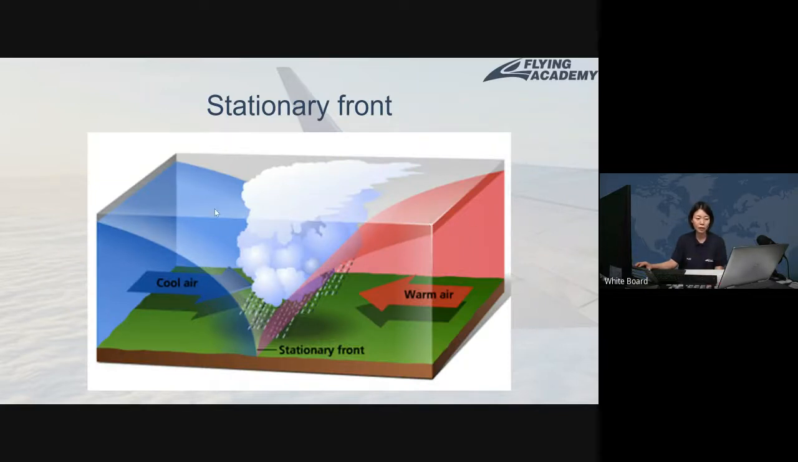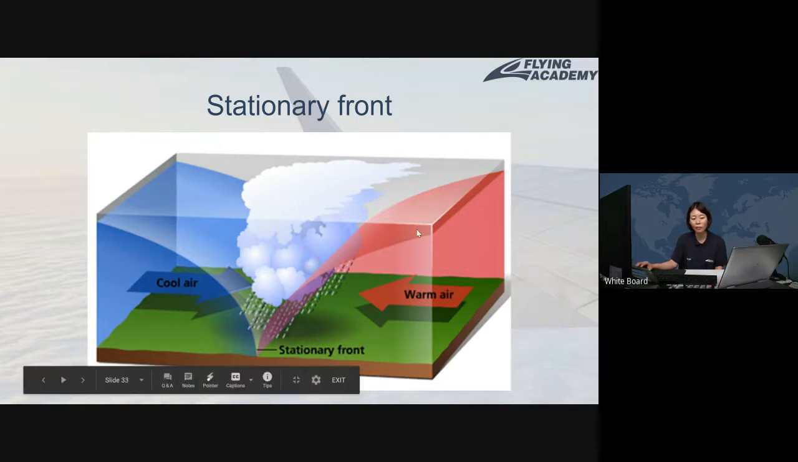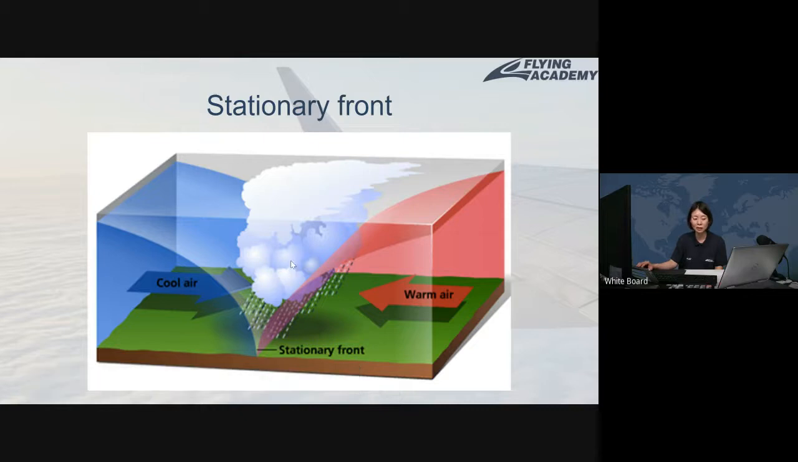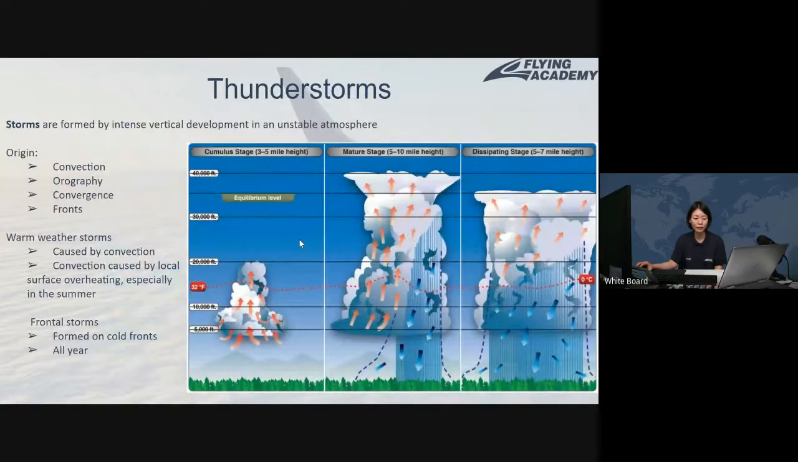So this is the stationary front. It has cold air characteristics and warm air characteristics. So it has both characteristics, as I said before.